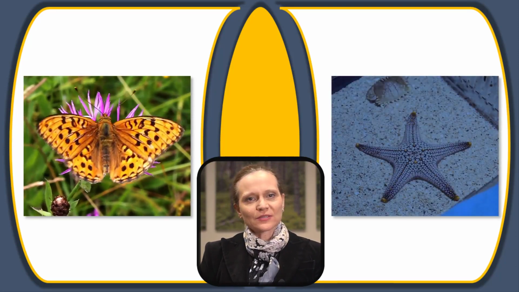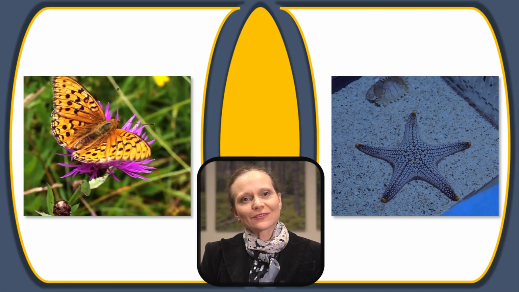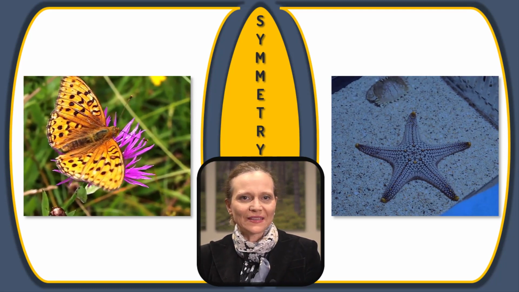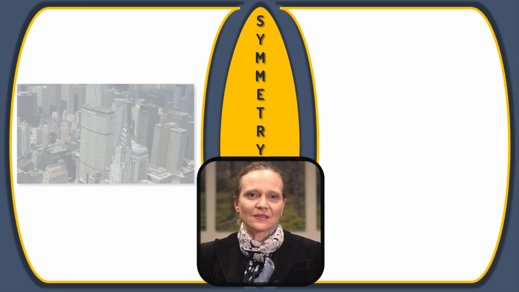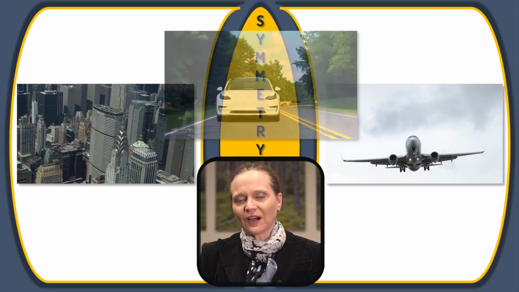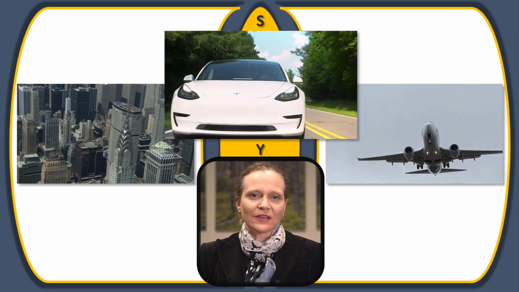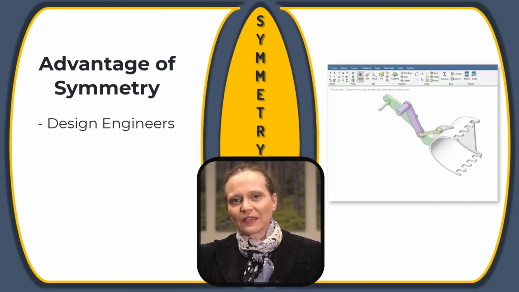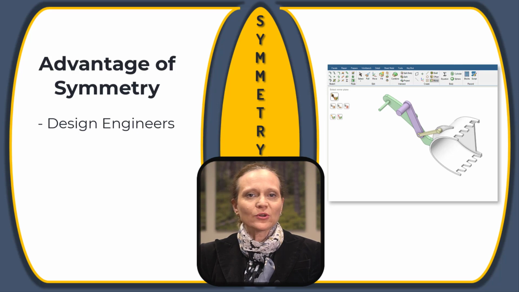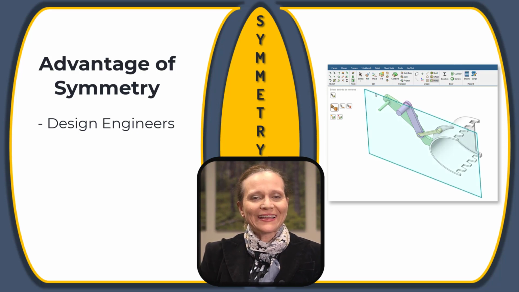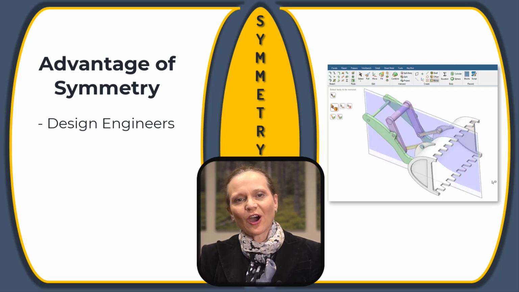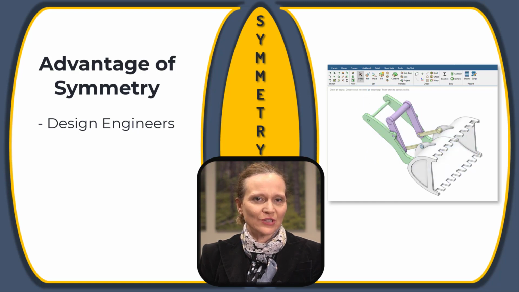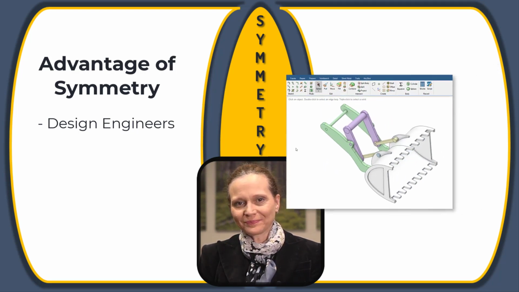Hello everyone! If you look at the butterfly or starfish, apart from their pretty colors, a unique feature that stands out is their symmetry. Similarly, engineered systems like buildings, airplanes, or cars have a symmetrical shape. Designers usually take advantage of symmetry when they create models. Only a portion of a symmetric model needs to be modeled, and modeling tools such as mirror or copy of the section can be used to generate the entire model.